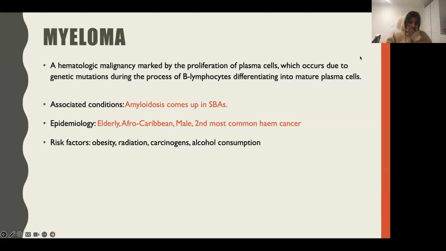Okay, so myeloma is a hematologic malignancy marked by the proliferation of plasma cells, which occur due to genetic mutations in the process of B lymphocytes differentiating into mature plasma cells. Just remember, it's a cancer of the plasma cells. An associated condition is amyloidosis. So search up amyloidosis because it comes up in conjunction with myeloma quite a lot. Epidemiology: it happens in the elderly, Afro-Caribbean, and male population, and it's the second most common heme cancer. Risk factors are obesity, radiation, carcinogens, and alcohol consumption.